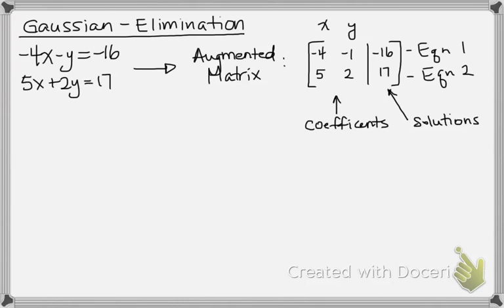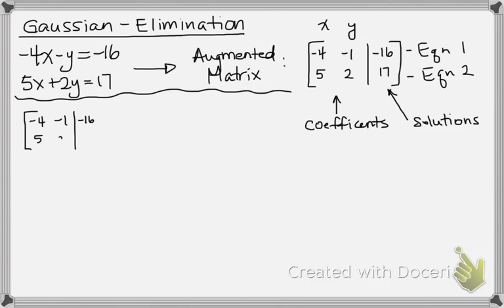All right, so what I'm going to do is start with that matrix, which is negative 4, negative 1, negative 16, 5, 2, and 17. All right, here is your goal. Step 1 is always, always, always going to be to try and make this very first number a 1.